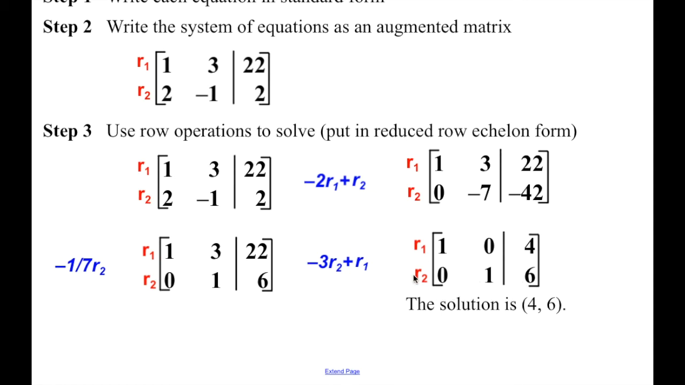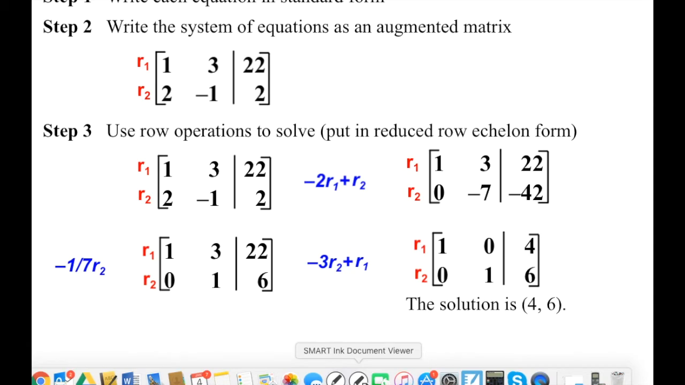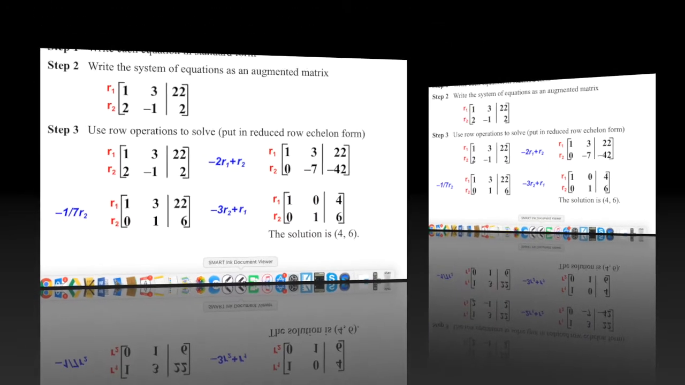So again, we've got a 1 here and a 6 here. If I multiply row 2 by -3, I get a 0 plus 1 is 1. -3 times 1 is -3. Add it to the 3 above and we get a 0. -3 times 6 is -18 plus 22 gives us a +4. So this tells me my solution. This one says x is equal to 4, y is equal to 6. And that's how we interpret our results with the augmented matrix.